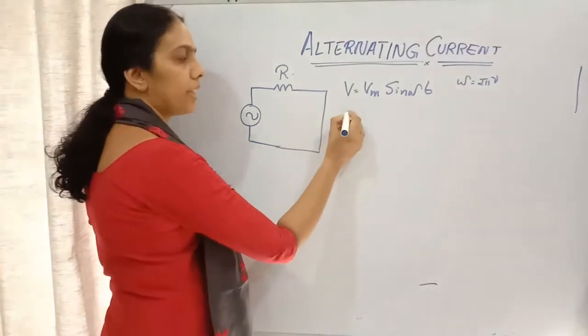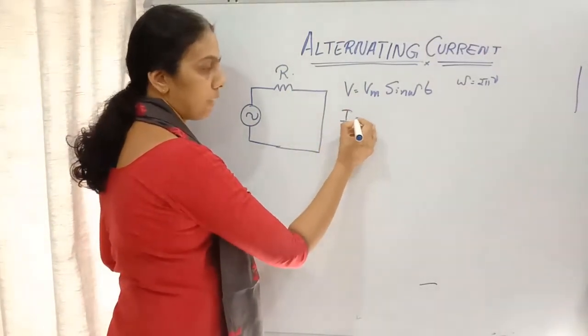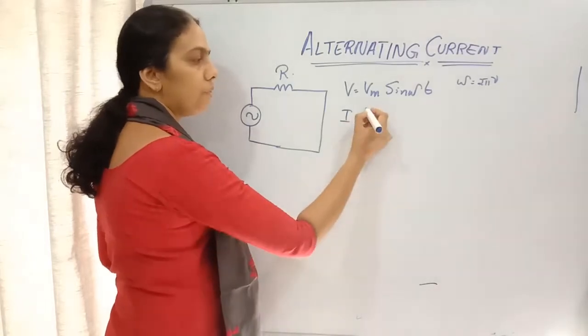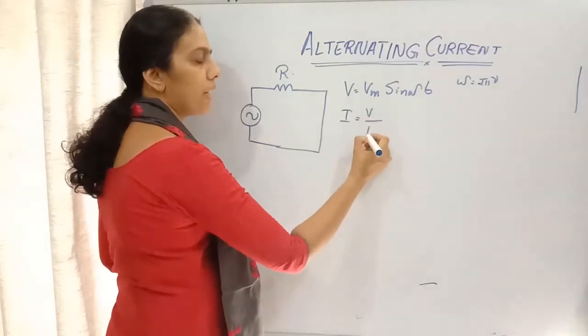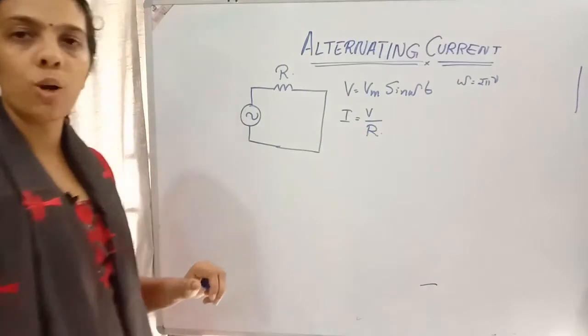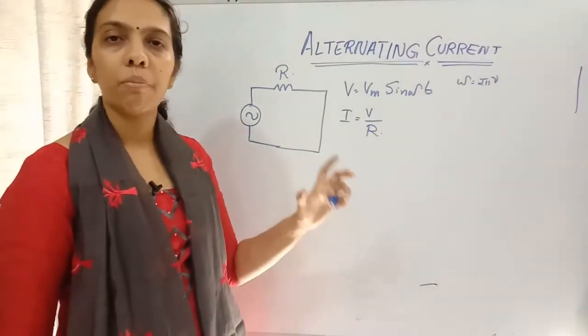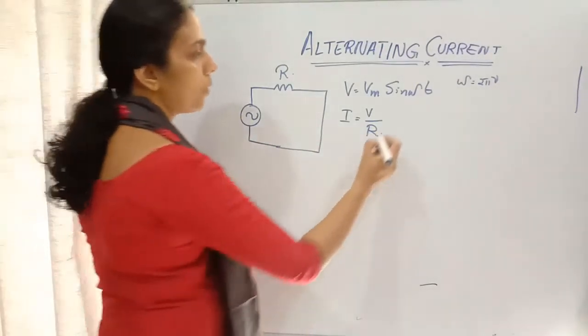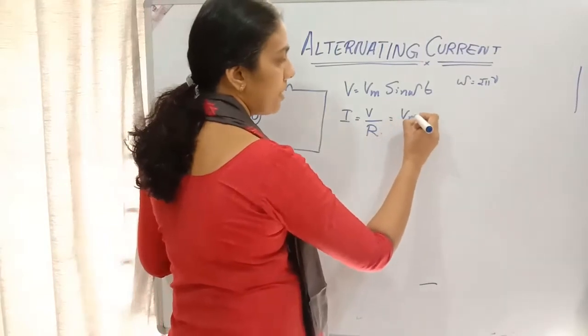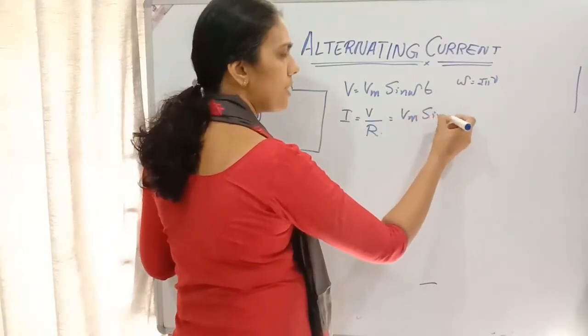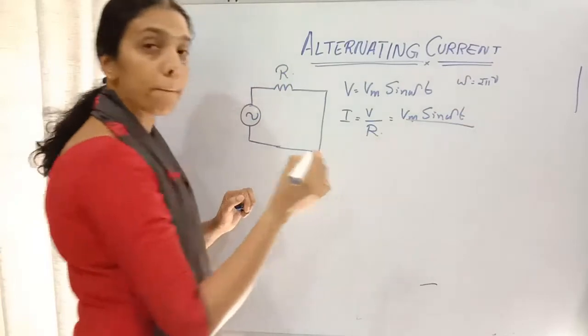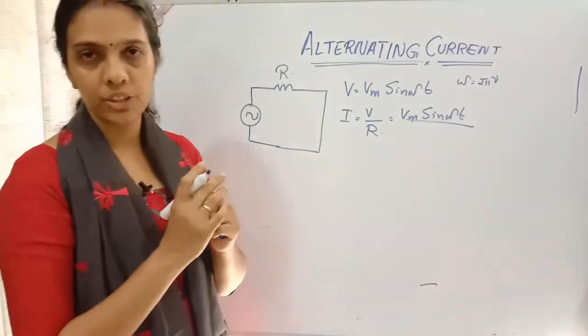Now I need to find the current passing through the resistor. How can I find it? As per Ohm's law, I is equal to V by R. What is V? Vm sin omega t. What is this Vm? Vm is the maximum value of voltage.